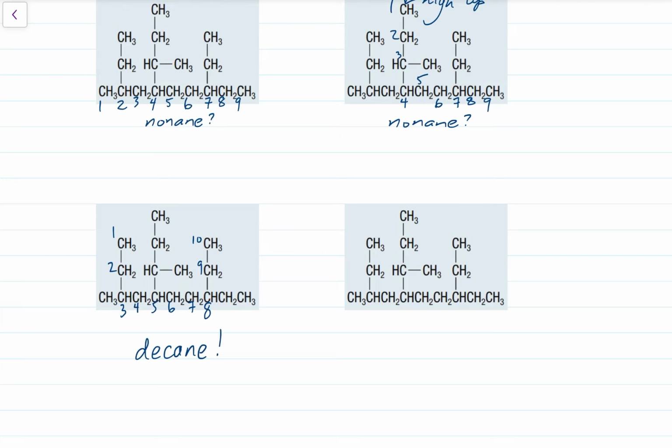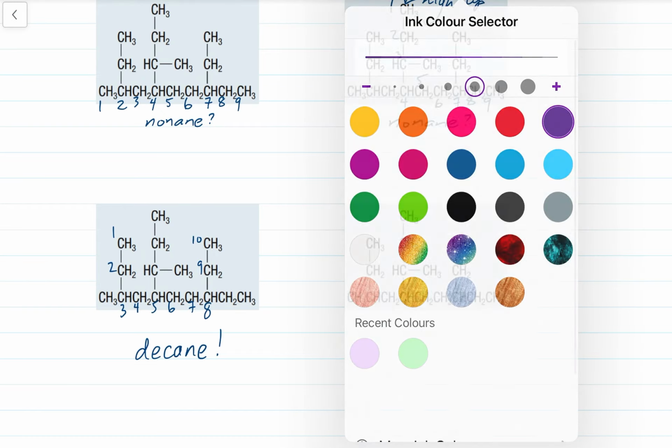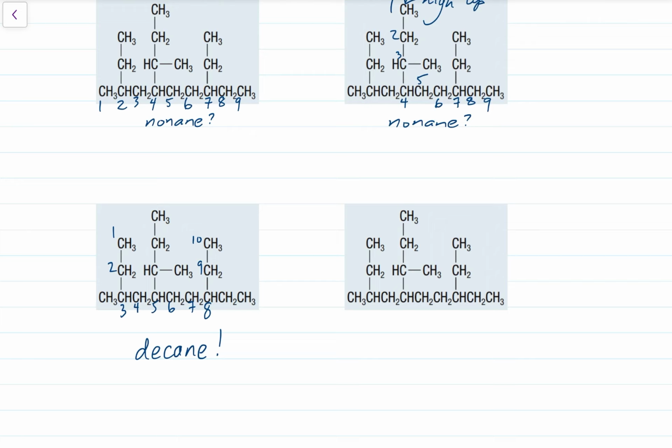Alright, so now we know that sequence. And I'm just going to use purple, a different color, to go the other way. What if we numbered it this way? 1, 2, 3, 4, 5, 6, 7, 8, 9, 10. So we have 2 possibilities here. So here's my parent chain, and it's a decane. That's going to be the trick to watch out for, is to find that proper parent chain.